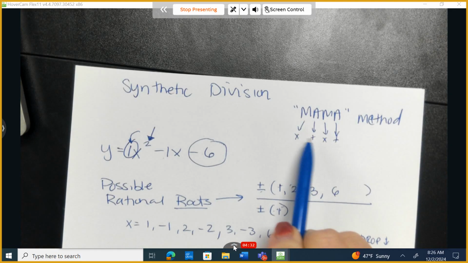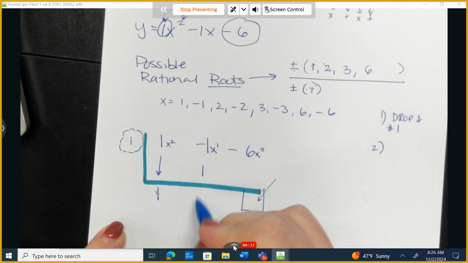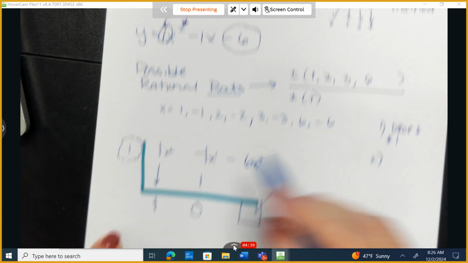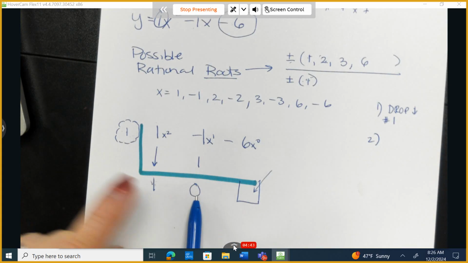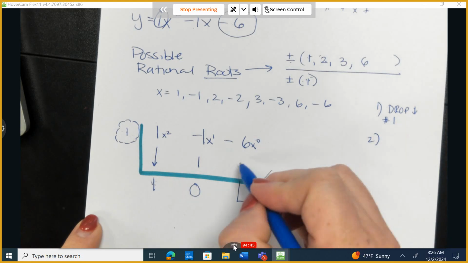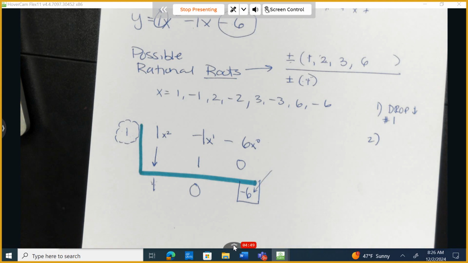So I've multiplied, and now I add straight down. Negative 1 plus 1 is 0. Okay, now I'm multiplying. I always multiply back to this magical number. 1 times 0 is 0. And now I add straight down, and I get a negative 6.